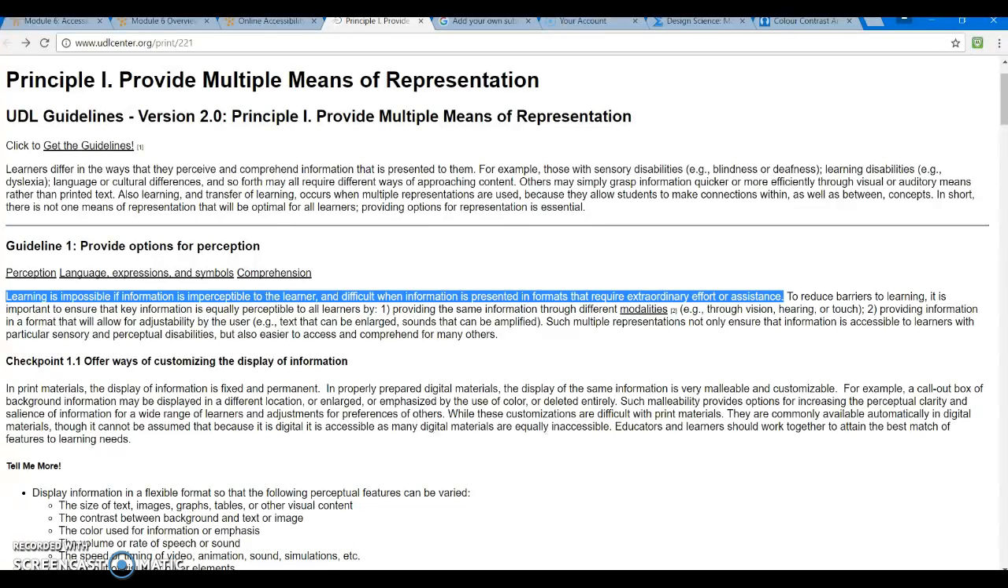As I did last week, I'd like to start with a quote from the UDL guidelines. The one that sort of struck me as I was reading over this was what you see highlighted there, that they say learning is impossible if information is imperceptible to the learner and difficult when information is presented in formats that require extraordinary effort or assistance.